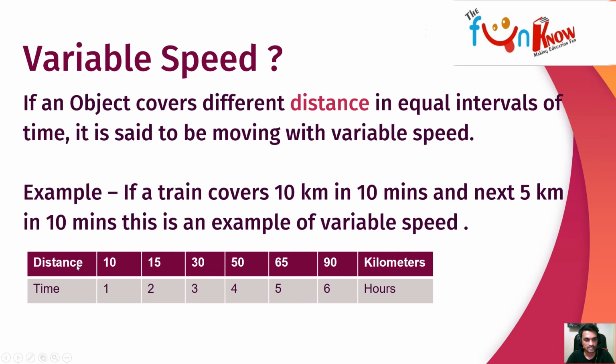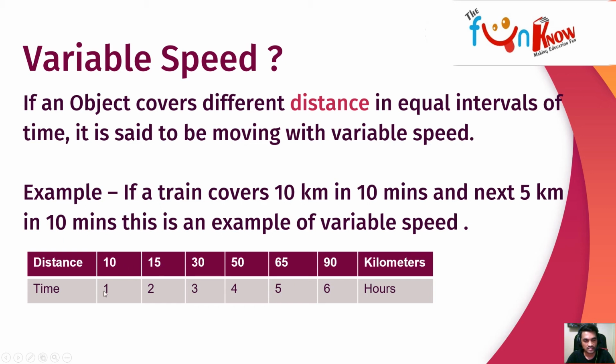Let's take another example. Here a car is traveling, and in 1 hour it traveled 10 kilometers, in 2 hours it traveled 15 kilometers, in 3 hours it traveled 30 kilometers, and in 4 hours it traveled 50 kilometers. So you can see that the interval between the time is equal. 2 minus 1 is 1, 3 minus 2 is 1, but if you look at the distance, it is not equal. You see, 15 minus 10 is 5, 30 minus 15 is 15.